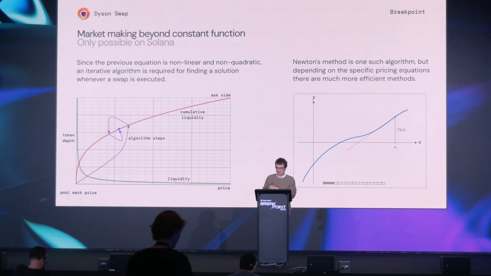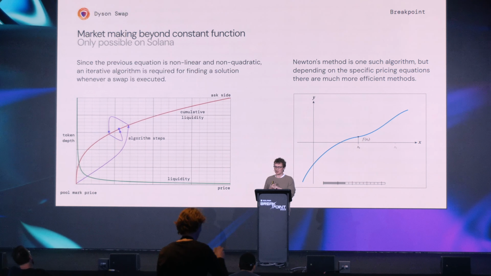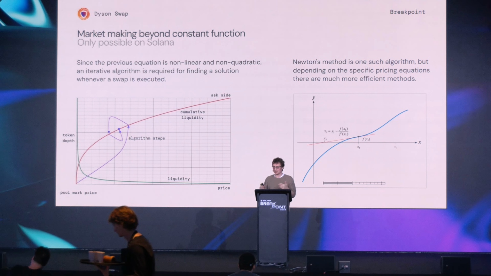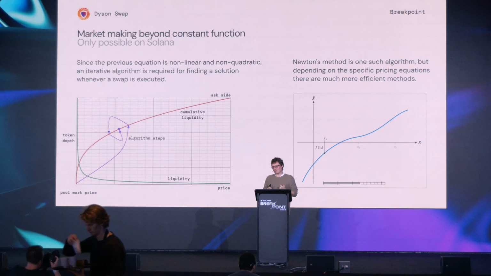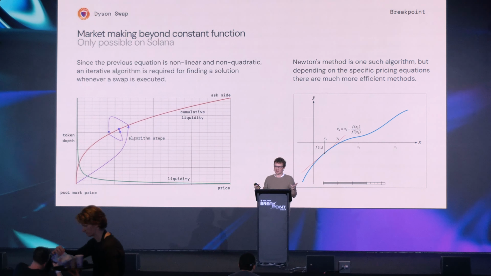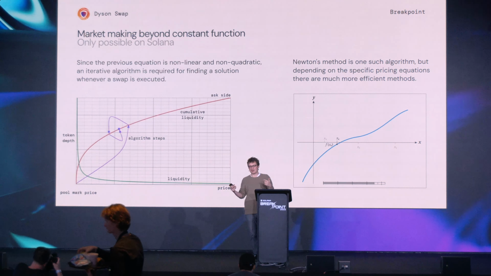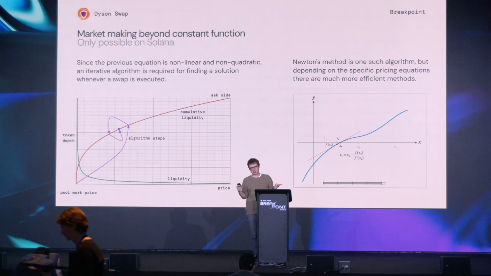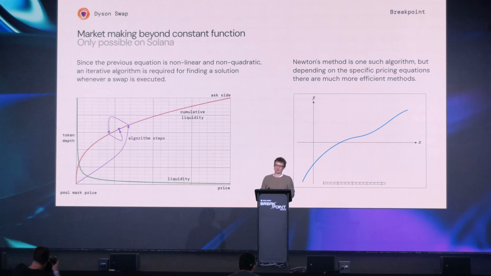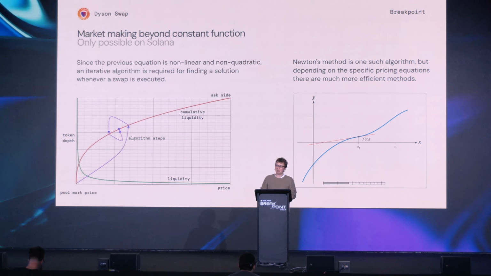It's nonlinear, and it's not quadratic. So we all remember the quadratic formula. What's required is an iterative algorithm for finding a solution. Now, that's basically a guessing game where it makes an educated guess, says, okay, is this close enough? No, let me try again, and it gets closer each time. Newton's method is one way of doing that, but depending on your specific market-making equations, you can get it much more optimized.